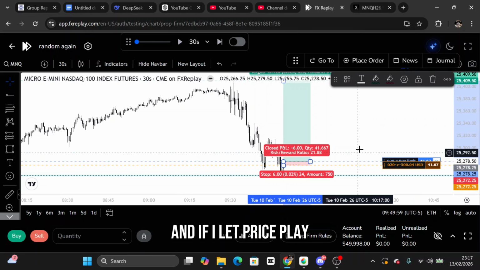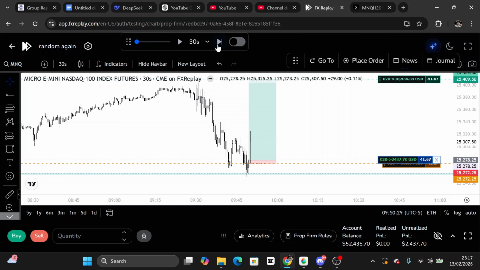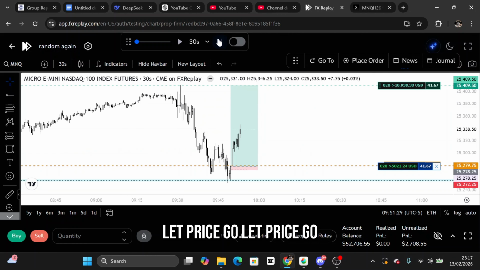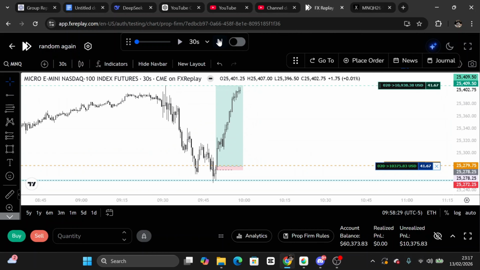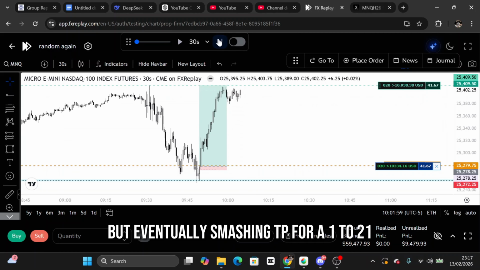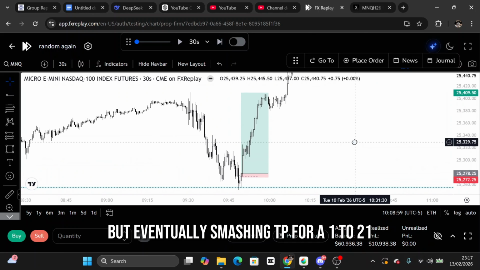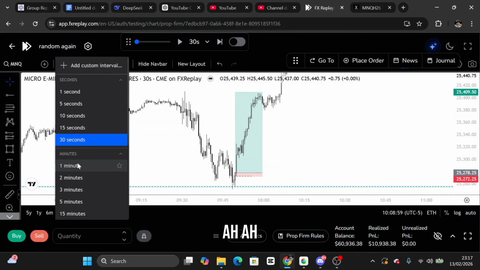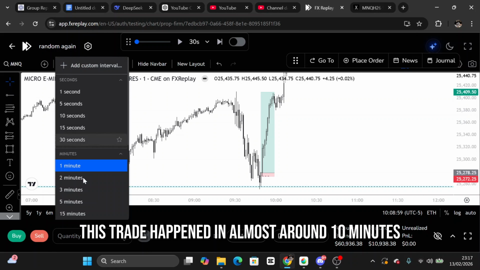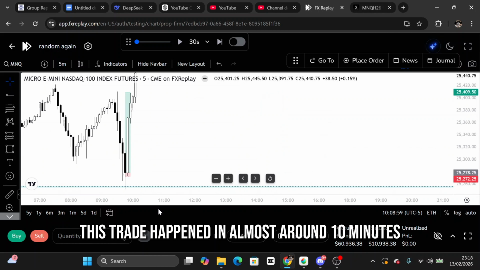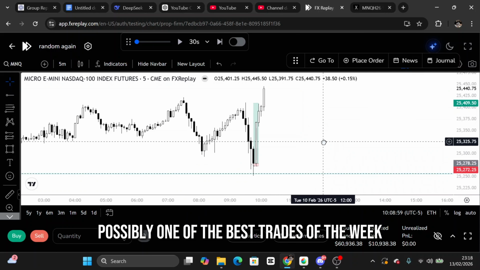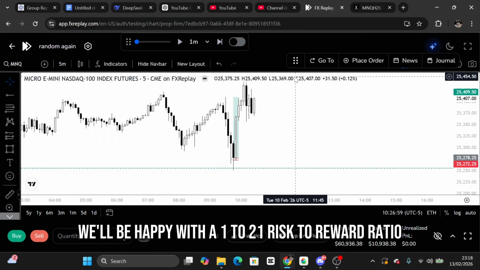And if I let price play straighter, and that would be straight to B, let price go. It'd be in this trade for a moment, but eventually smashing TP for a 1 to 21. This trade happened in Alts almost around 10 minutes. It took about 10 minutes for this trade to hit TP, possibly one of the best trades of the week. For now, we'll be happy with a 1 to 21 risk reward ratio.